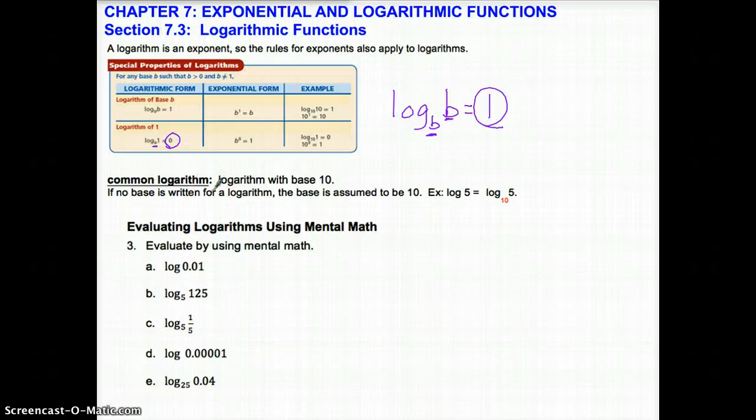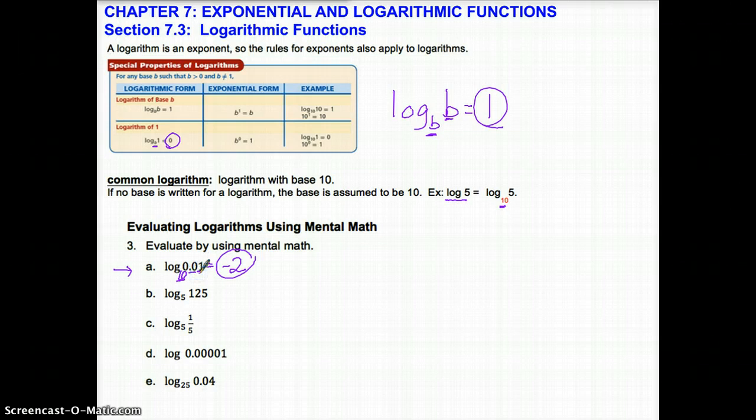Common logarithm, a logarithm with a base of 10. When you see log, something like this, log 5, and you don't see a base explicitly written, it's assumed to be 10. So when you see something like this, it's a matter of saying, okay, what exponent do I have to raise base 10 to in order to get 0.01? And the answer would be -2. So I know that log base 10 of 0.01 is -2. That's the exponent that you have to use to raise 10 to, to get the number that you want.